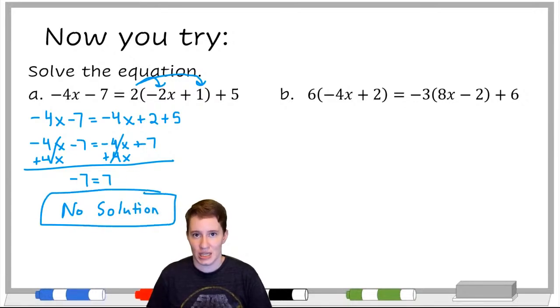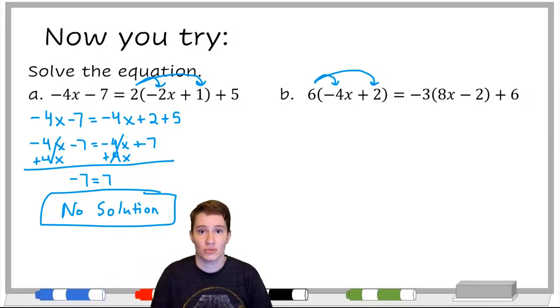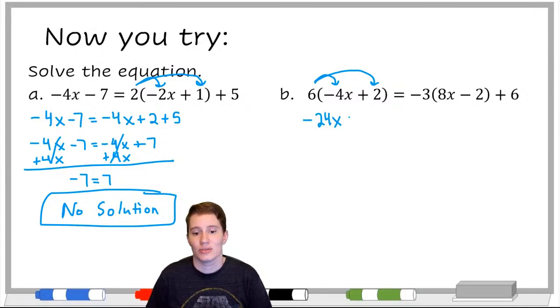Let's look at B. Distribute. Oh, if you were stuck on the first one and then you learned something, go ahead and pause the video, try the second one again. Let's see what we've got. So distribute. 6 times negative 4x is negative 24x. 6 times 2 is 12.